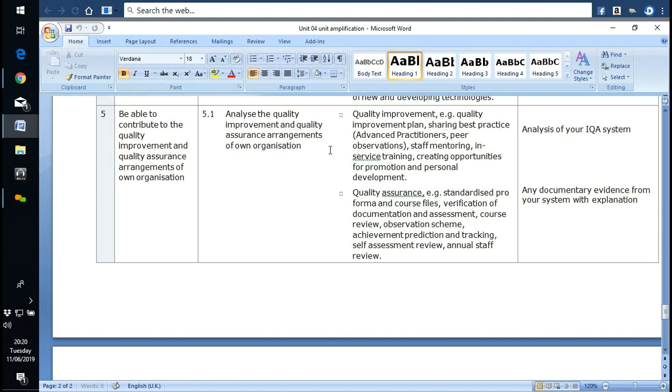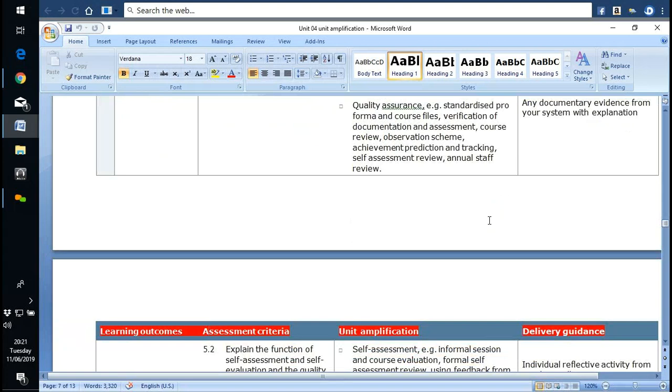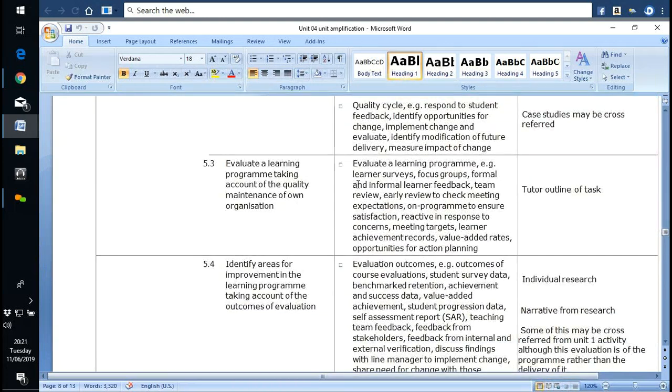Quality assurance, band sharing, best practice, peer observation, staff mentoring, in-service training, all those things I've just been mentioning that should be within a plan, yeah? Yeah. The standards, pro forma and course files, documentation, verification of documentation and assessment, course reviews, observation schemes, a whole host of things that I've just talked about before. It's mentioned in there, yeah? Yeah. And then 5.3, evaluate a learning program. They use learner surveys, focus groups, formal and informal learner feedback, a team review, early review to check the program's meeting expectations, program checks to ensure it's satisfying the needs for it, and reactive in response to any concerns about meeting targets or learner achievement records, and value-added rates and opportunities for action planning.